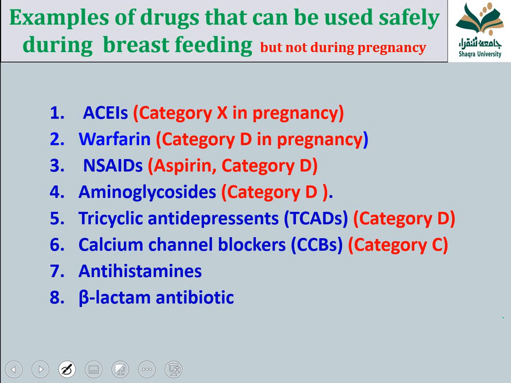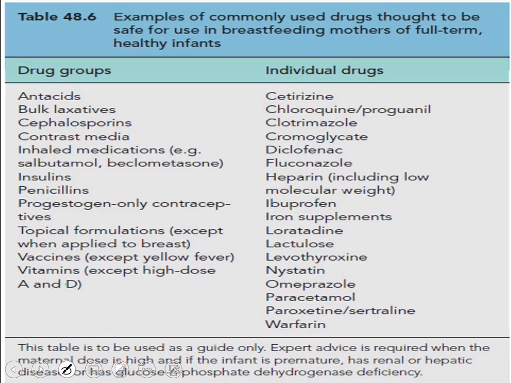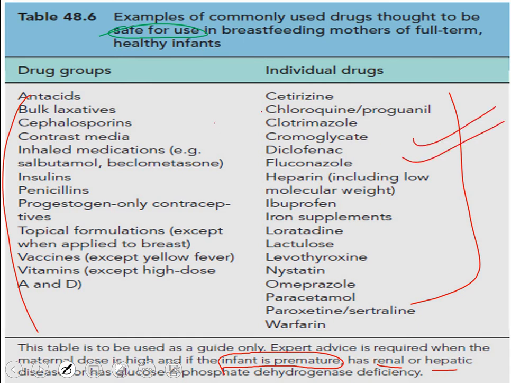Some drugs can be safely used in lactation but not in pregnancy. The third group cannot be used in pregnancy but can be used in lactation. These classes of drugs are non-steroidal anti-inflammatory drugs, some antihistamines, and beta-lactam antibiotics. The message on this slide is that these drugs are usually considered safe, provided the maternal dose is not high, and special advice is required if the maternal dose is high. You will keep in mind that the infant is not preterm, there was no premature delivery, no renal or hepatic disease, or any other enzyme deficiency like glucose-6-phosphate dehydrogenase deficiency. Then you can go ahead with these drugs.